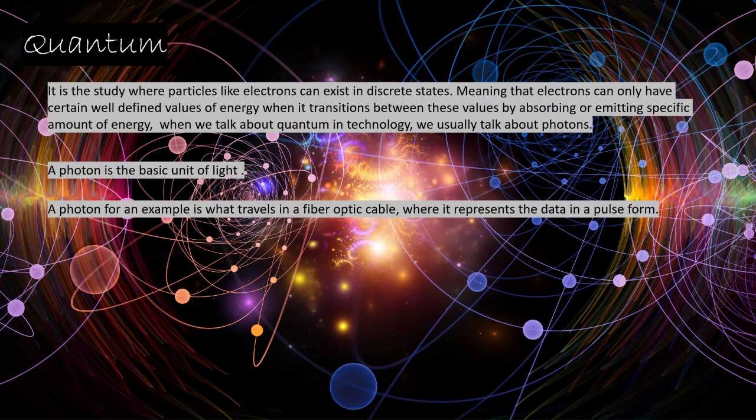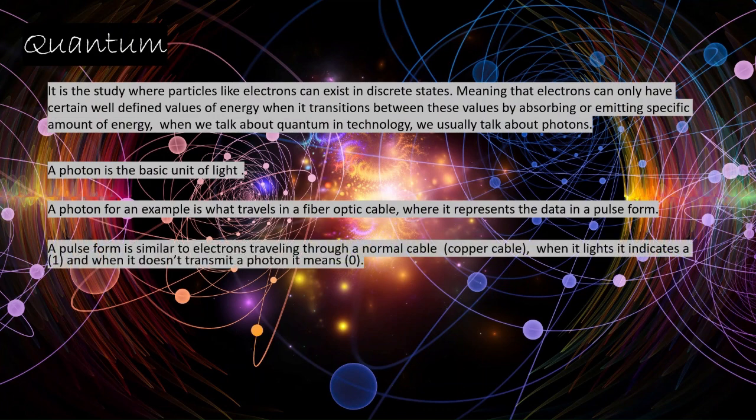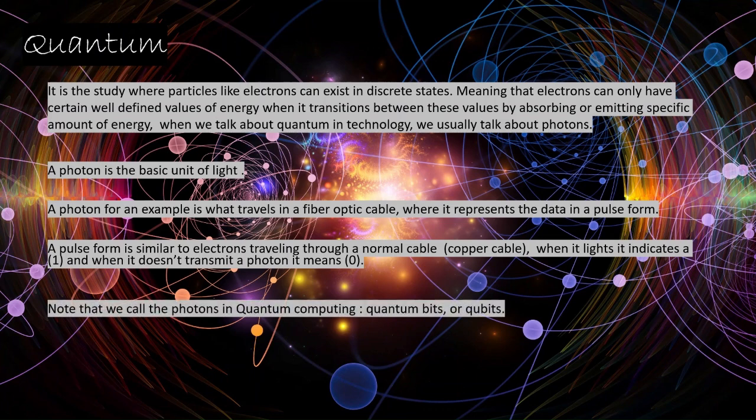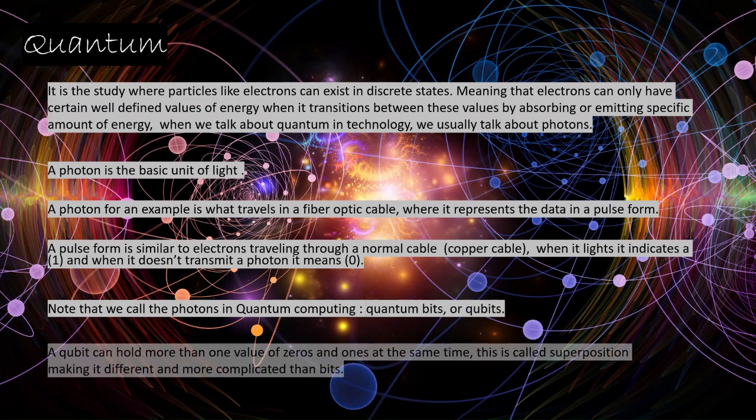For example, it is what travels in a fiber optic cable, where it represents the data in a pulse form. A pulse form is similar to electrons traveling through a normal cable, which is also known as a copper cable, for example. When it lights, it indicates a 1, and when it doesn't transmit a photon, it means 0. But photons in quantum computing, we call them quantum bits or qubits. Now, a qubit can hold more than one value of zeros and ones at the same time. This is called superposition, making it different and more complicated than bits.